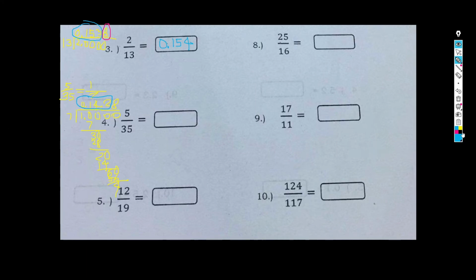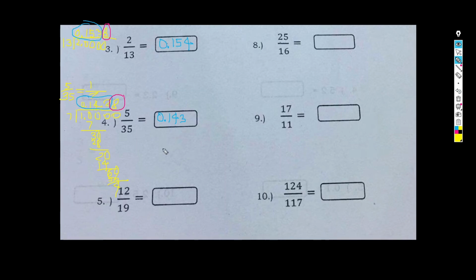Okay, now we focus on the 3 decimal places. 0.142, but there's an 8 here beside 2, so we need to increase the 2 by 1, so the answer will be 0.143. This is the answer, 0.143. Okay, let's go to number 5.